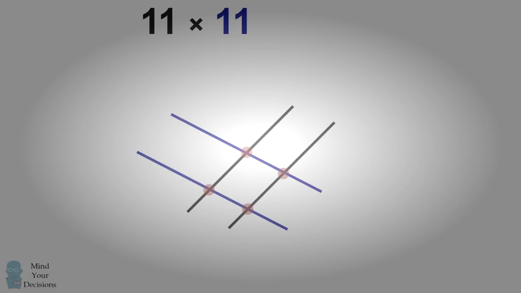Let's say we want to multiply 111. We're going to add one more line. And if we change the second number to 111, we're going to add one more line again. So what have we done in this new figure where we're multiplying 111 by itself? Which intersections have we created which are new?